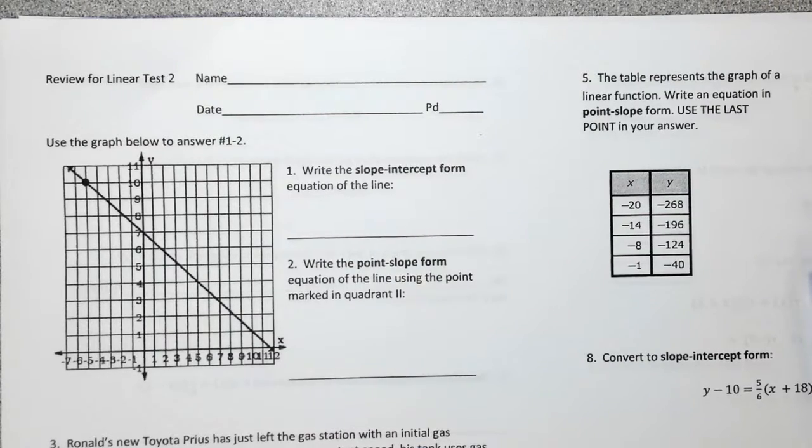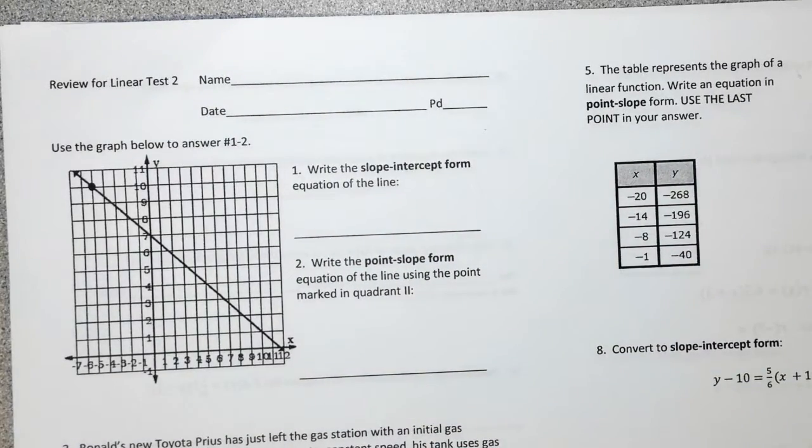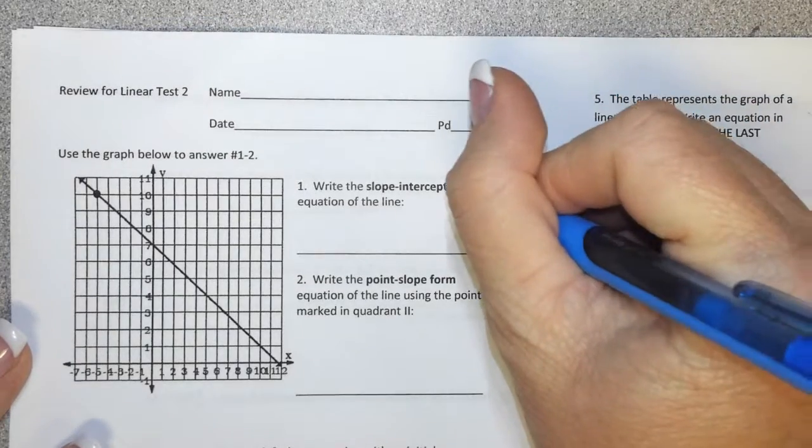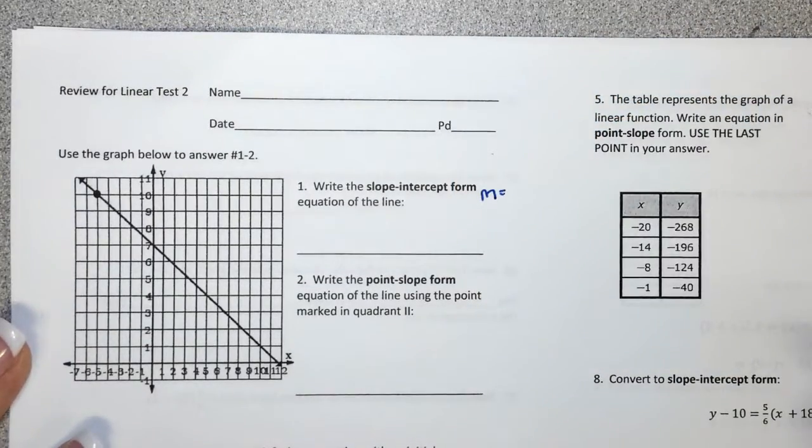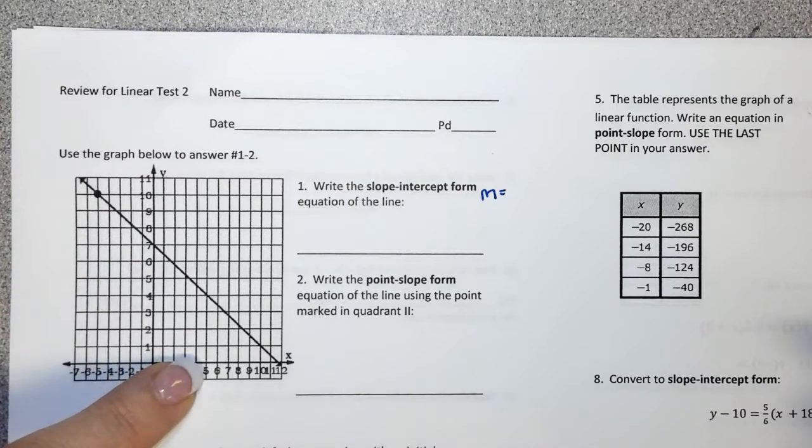All right. Starting with the first questions, it says use the graph below to answer number 1 through 2. Number 1 says write the slope-intercept form equation of the line. So if we are writing slope-intercept form, what are the two things that we need in order to write this equation? The slope and the y-intercept, the m and the b. So first I'm going to find my m. Since they're giving me a graph, that means I'm going to use rise over run, correct?